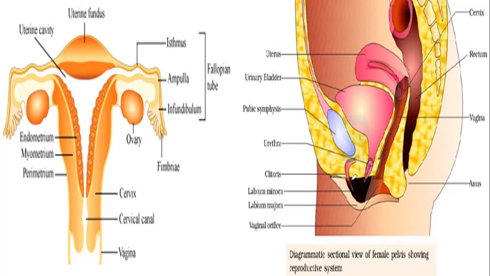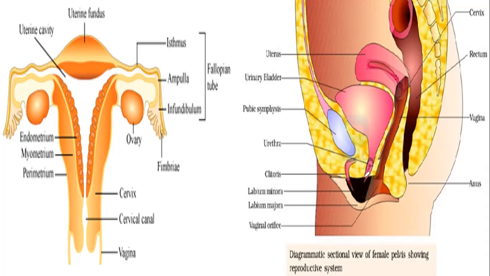The labia minora are paired folds of tissue under the labia majora. The opening of the vagina is often covered partially by a membrane called the hymen.